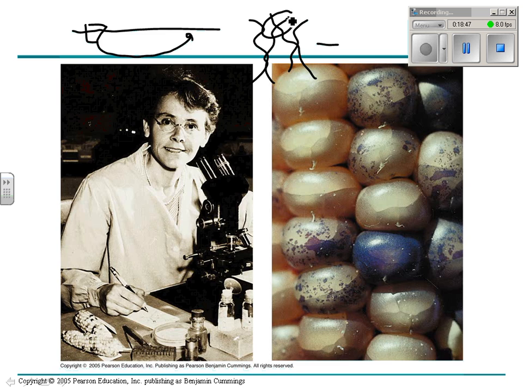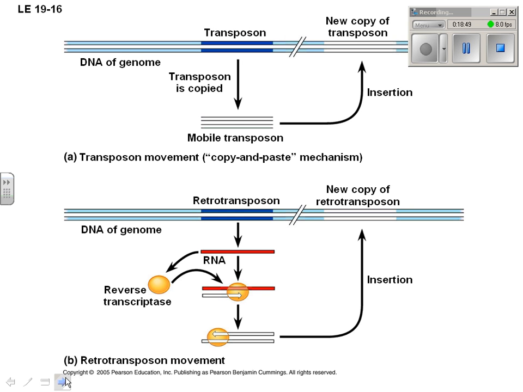Okay, and they're called transposons. They can move from one place to another. They used the term before, jumping genes. They can jump around in the DNA.